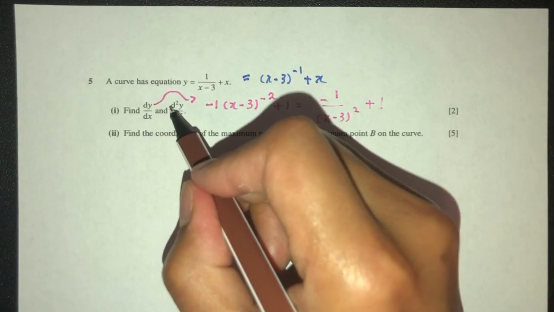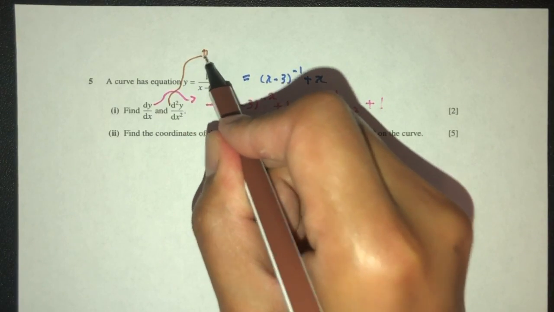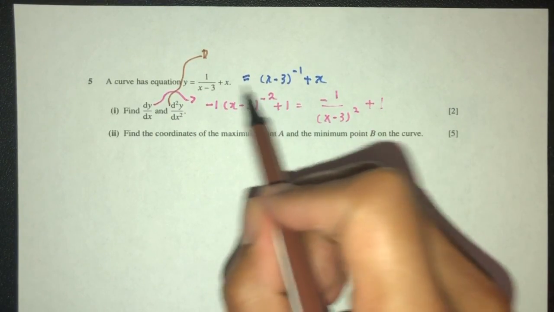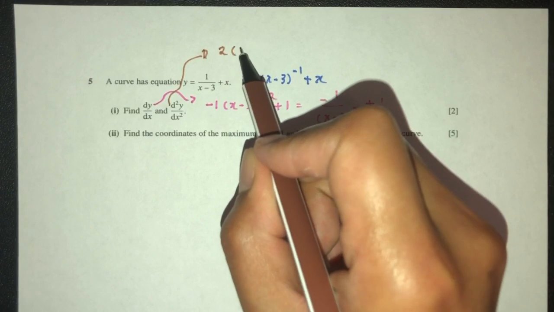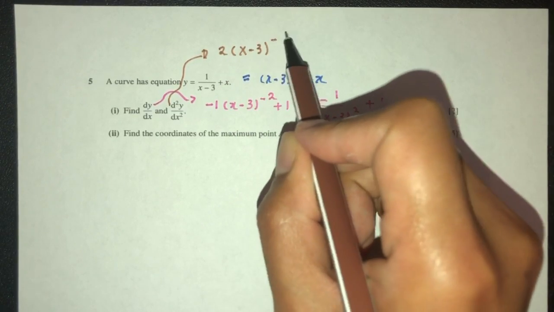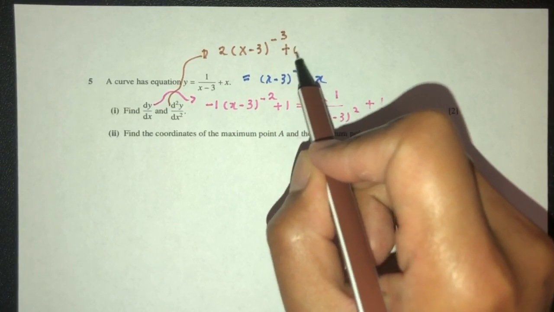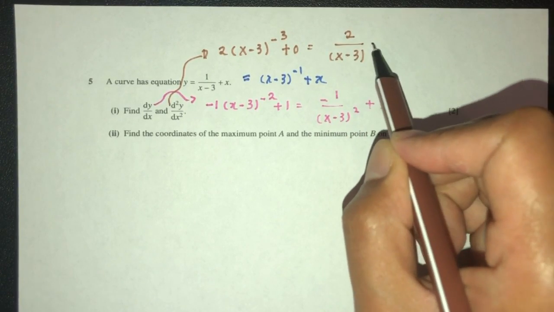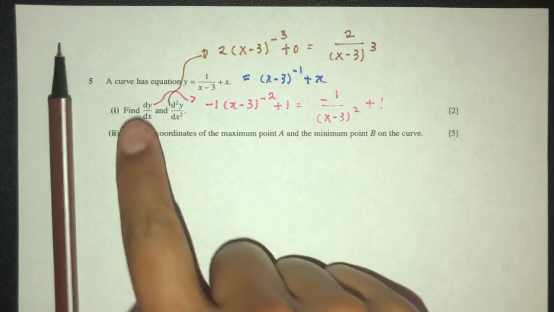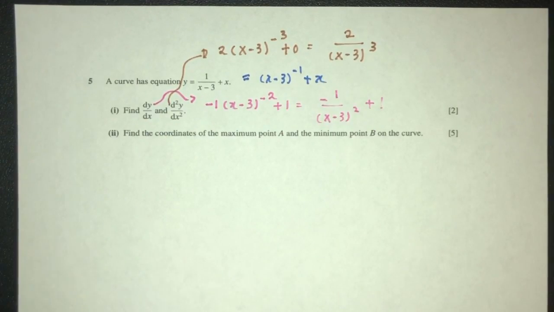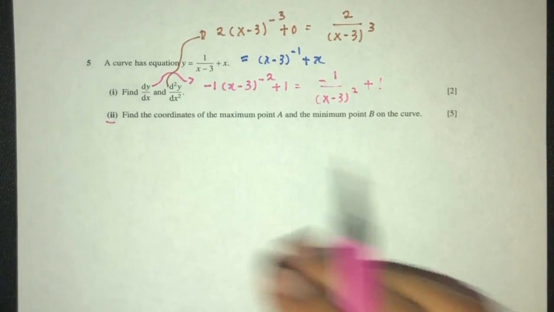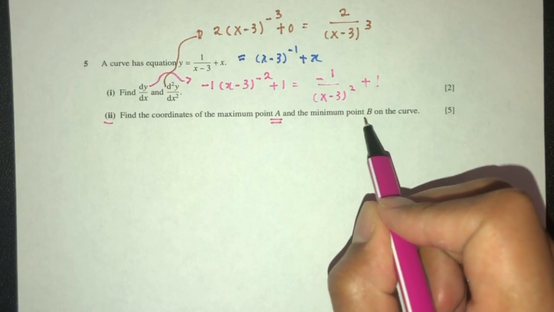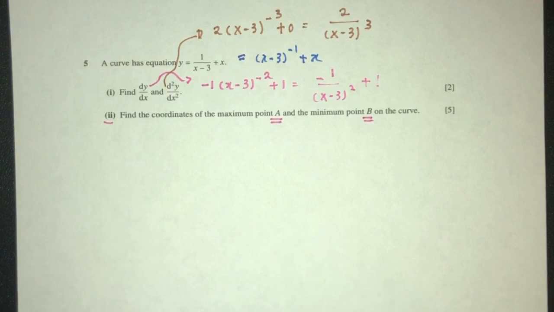Now let's find d2y by dx2. So continue here. First multiply by the power, which is minus 2. x minus 3 to the power minus 3, and the plus 1 will become 0. So you can rewrite this as 2 over x minus 3 cubed. That is part 1. Now part 2 of the question, find the coordinates of the maximum point A and the minimum point B. So let's find that.